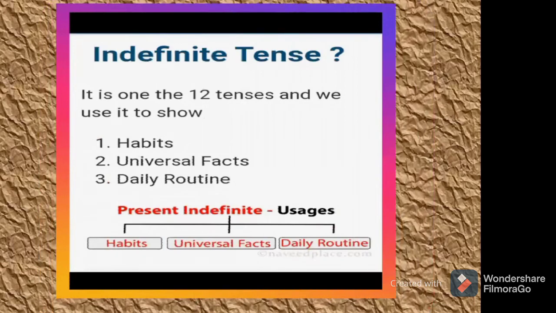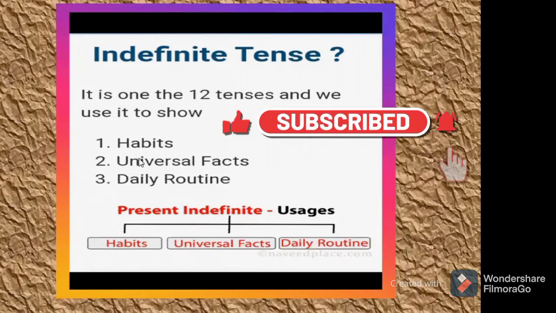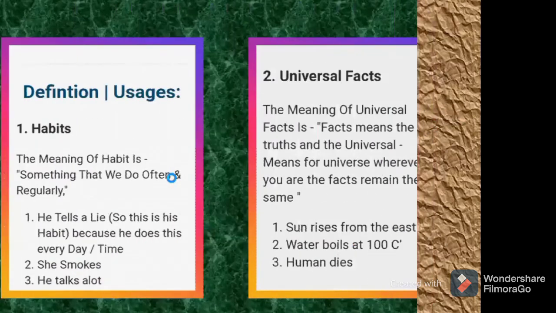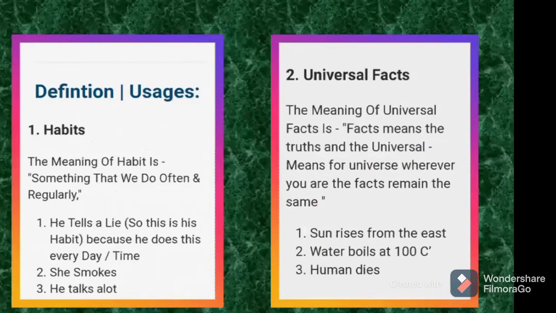Indefinite is also called simple. It is one of the 12 tenses, as I have discussed that there are three tenses: present, past, future, and four branches, 3 into 4, 12. And we use present indefinite or present simple to show habits, universal facts, truths, daily routines, etc. So if we talk about the habits, the meaning of habit is something that we do often and regularly. Okay. Habitual actions, repeated actions, or habits.